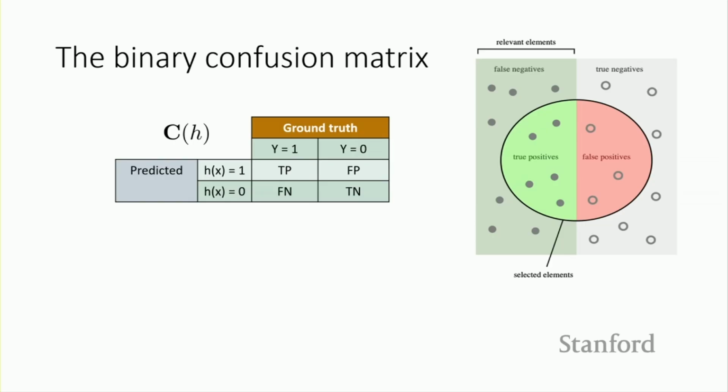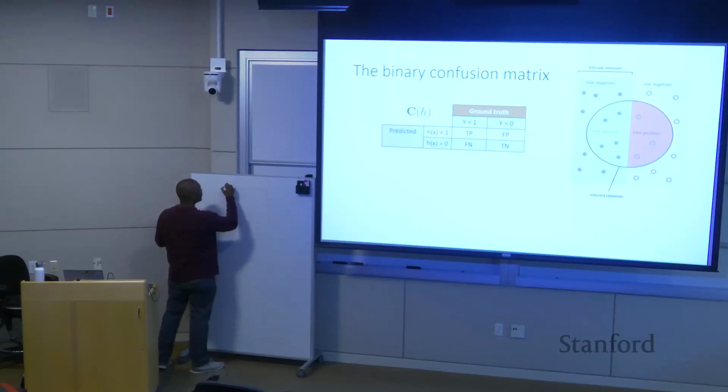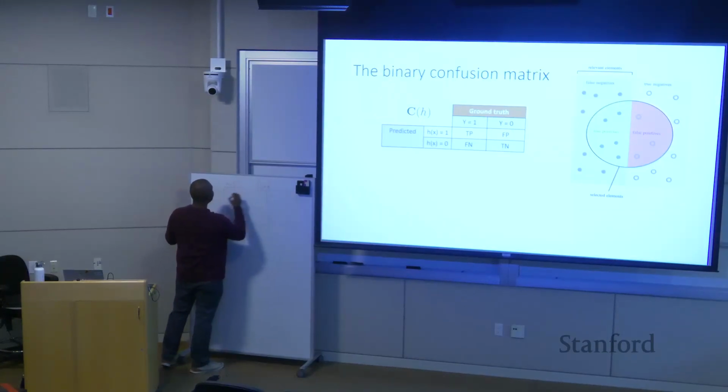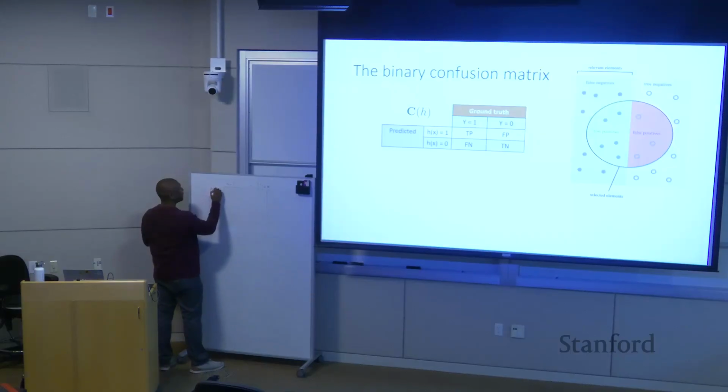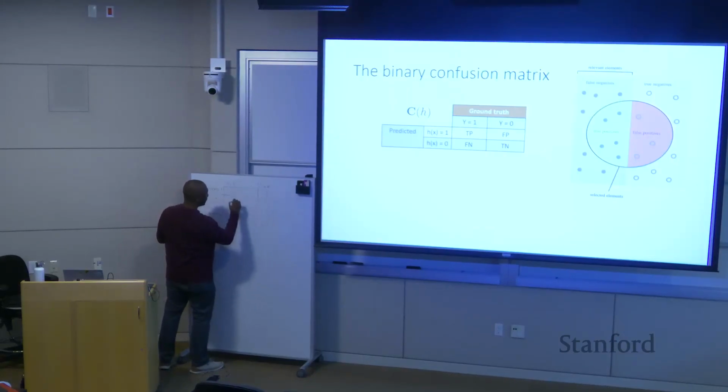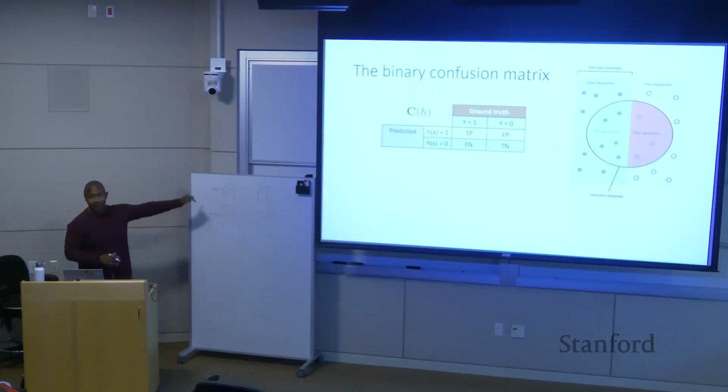Is that clear, by the way? If I have a K-class problem, I would just have a K by K box, for y equals 1 through y equals K, and then my predictor equals 1 through my predictor equals K, and I'll count the fraction of times each of my examples falls in any one of the buckets, and I get a K by K confusion matrix.